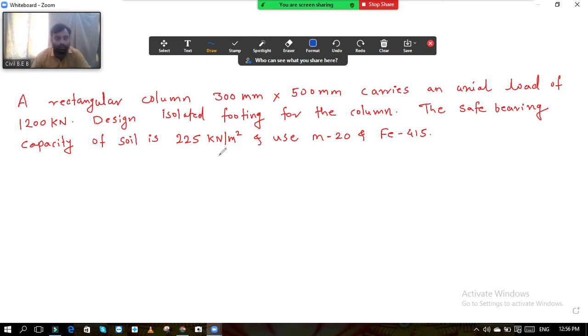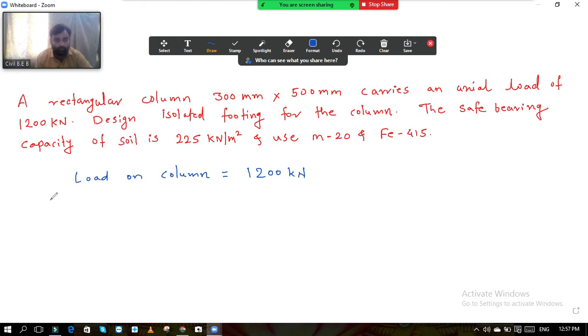Earlier problem we have designed square footing. Now we will see how to design the rectangular footing. So we will start now. Load on column first. Load on column is equal to 1200 kilonewton. This is the load.